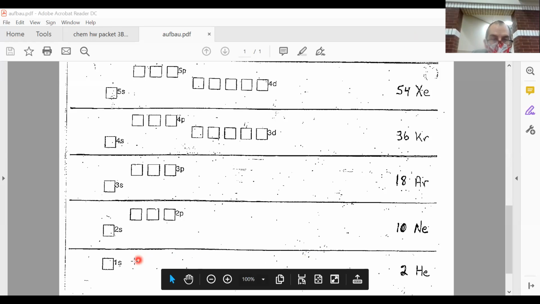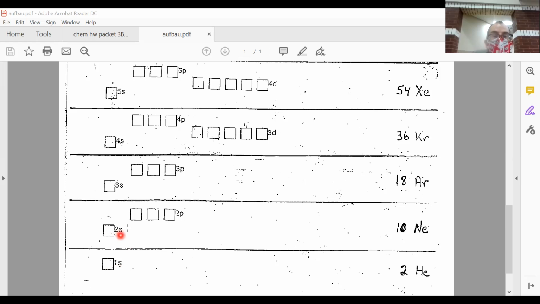In the first row or shell, there's room for 2 electrons. We call this 1s2. And then we go up for the next shell, it has 2s2 and possibility for 2p6. So there'd be a total of 8 electrons in the next shell. On the third shell, we go 3s2 and 3p6. So again, there's 8 more electrons possible in the third shell.